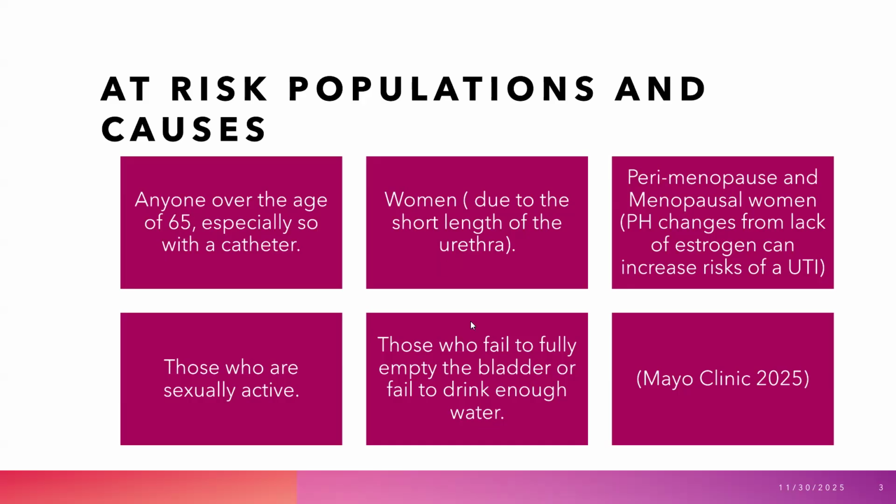Those who fail to fully empty the bladder or fail to drink enough water are also at risk. Drinking enough water is what flushes out our urinary system, and when you don't fully empty your bladder often, it leads to a nice little environment for those bacteria to grow. And something that's actually quite interesting that we'll talk about a little later when we look at our homeostasis values is that perimenopausal and menopausal women can be predisposed to these due to pH changes from our lack of estrogen during these times. So we'll get a little more into that in a second.